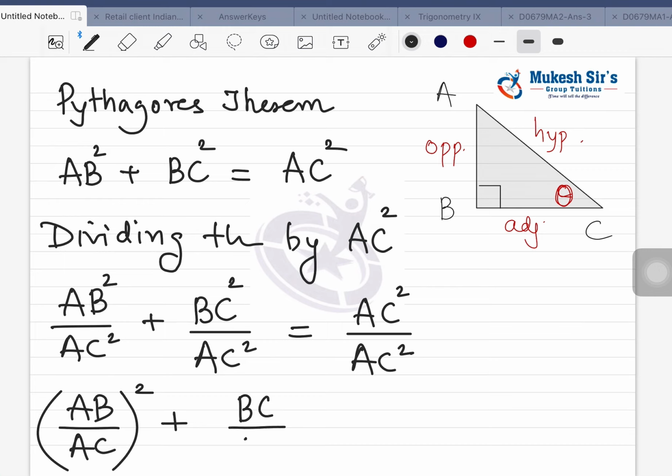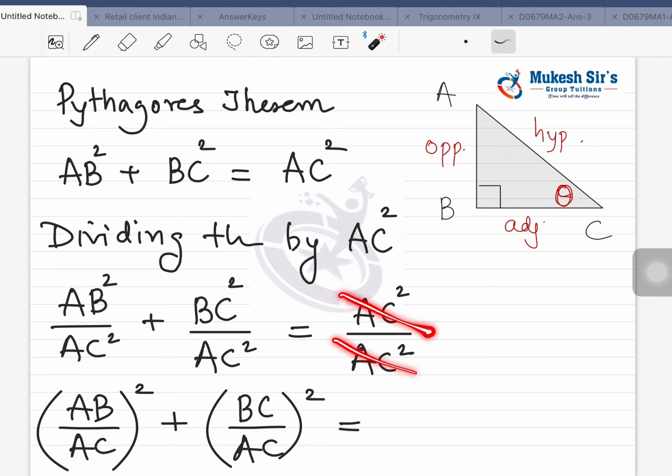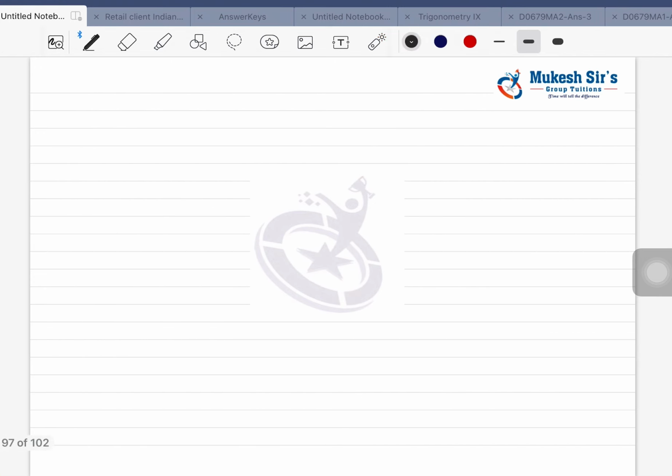Plus BC upon AC the whole square. दोनों square है ना? Equal to AC square upon AC square, ये पूरा कैंसिल हो जाएगा है ना. तो क्या मिलेगा? 1. कैंसिल किया तो 1 है ना. Now tell me, AB upon AC किसका वैल्यू? AB upon AC is sin theta है ना.